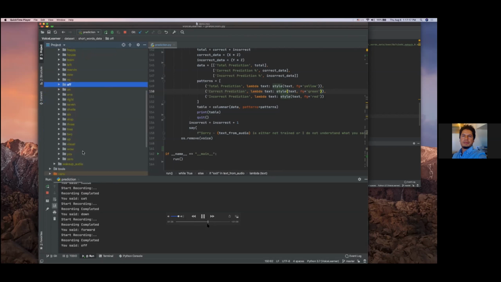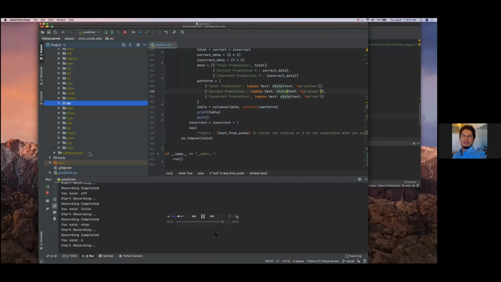Visual. Sorry, Visio is either not trained or I do not understand what you said. My apologies. Please say a word that was trained by the model. Stop. I am able to predict your spoken voice, Stop. 6. Sorry, 6 is either not trained or I do not understand what you said. Coffee. Sorry, coffee is either not trained or I do not understand what you said. Exit. Please check the accuracy percentage on the console. Thank you for using Voice Learner.